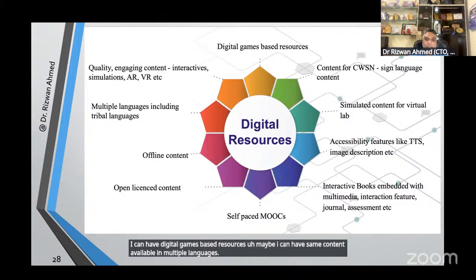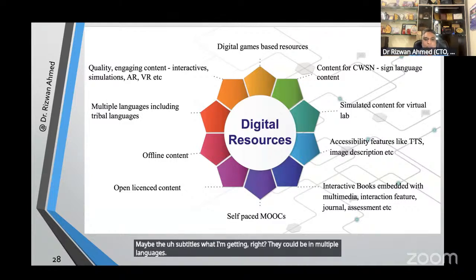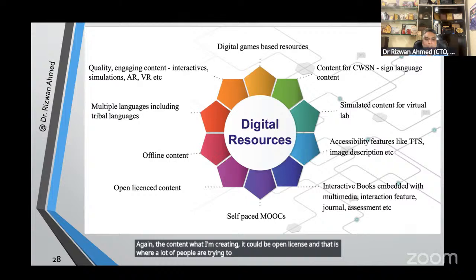Maybe the subtitles, what I'm getting, right? They could be in multiple languages. I can also have the option of having offline content. Again, the content I'm creating could be open license. And that is where a lot of people are trying to come up with content, right? Which is not owned by a particular organization, or there is no issue of digital rights and things like that.